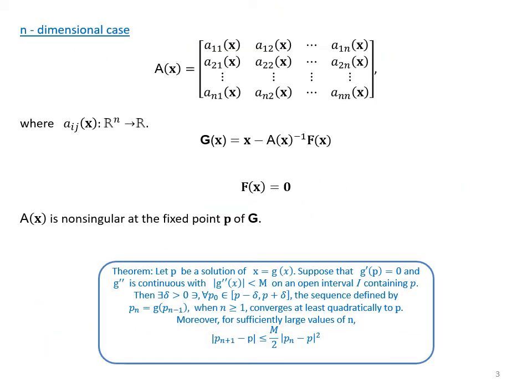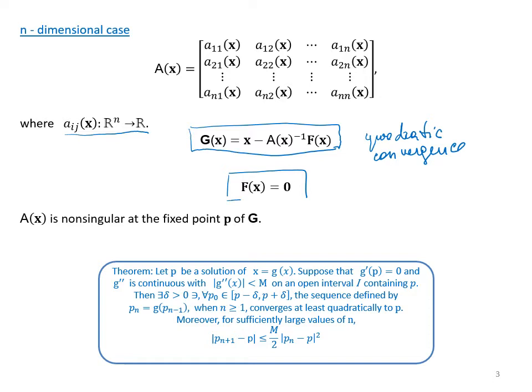Now let's consider the n-dimensional case, where we have matrix A, every element of which is a function from n-dimensional real-valued space into one-dimensional real-valued space. And matrix A should be such that the following expression gives quadratic convergence to the solution of this equation. Of course, matrix A should be a non-singular matrix at the fixed point P of a vector-valued function G. And let me just remind you that P belongs to our domain, where the domain is a subset of n-dimensional real-valued space.